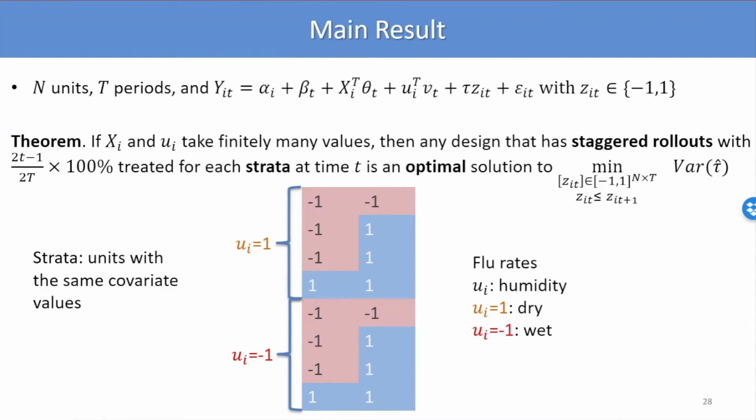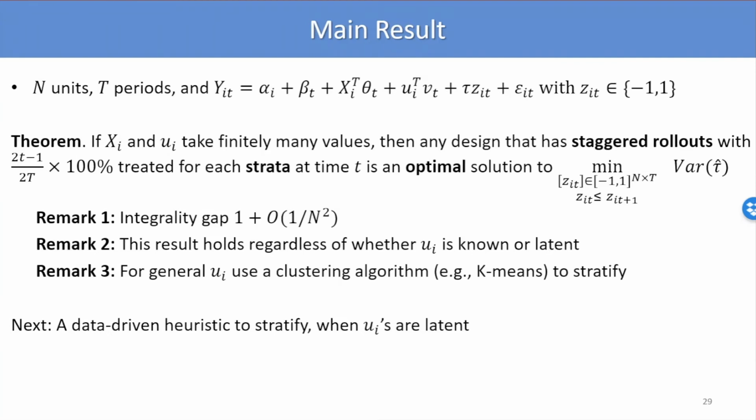Now, in terms of the strata, so far that was just if everybody was in one strata. If we have more strata, then what we do is we just break up the data into strata, and then we apply the same type of solution. So just as an example, if it turns out there are two different kinds of cities, some are dry and some have a lot of humidity, we can run these experiments separately in each of these strata. And a remark is this result holds whether or not the unit effects are known or latent. And if we don't have a finite number of values, we can use a clustering algorithm, something like k-means, in order to stratify the units.